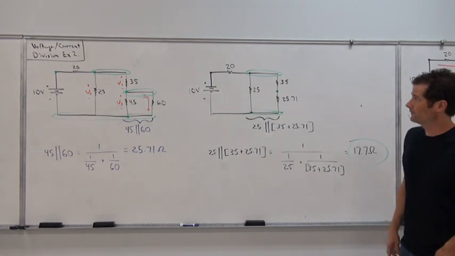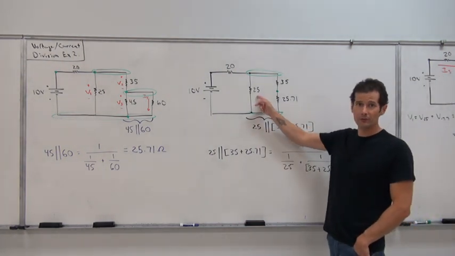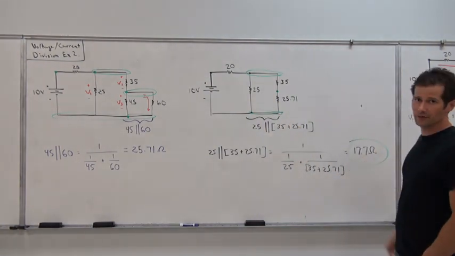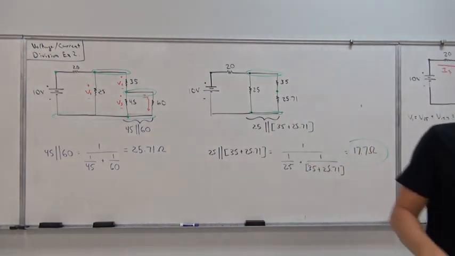Okay, let's first find the voltage across the 25 ohm resistor. And in order to do that, we've got to utilize that 17.7 ohms of equivalent resistance. So let's take a look.